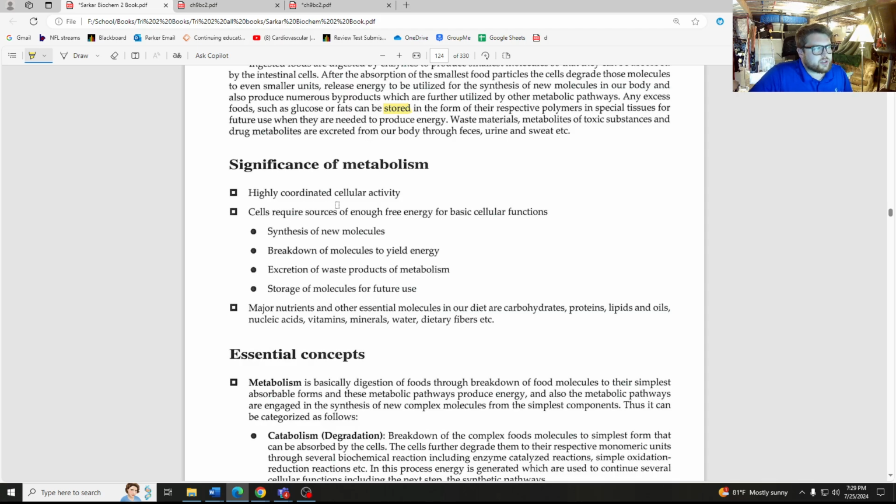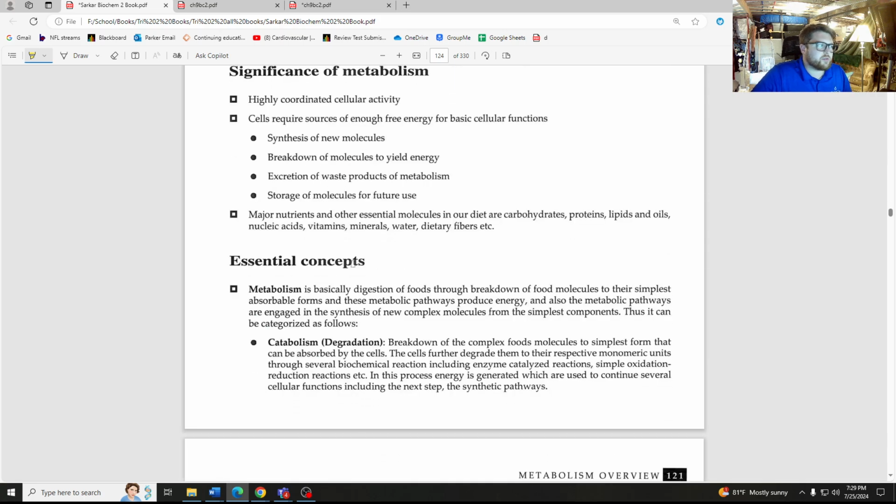Cells require sources of enough free energy for basic cellular functions, the synthesis of new molecules, breaking down molecules for energy, excreting the waste products, and then storing the different molecules for future use. Major nutrients and other essential molecules in our diet are the carbohydrates, proteins, lipids, and we also have oils, nucleic acids, vitamins, minerals, water, dietary fibers, etc.